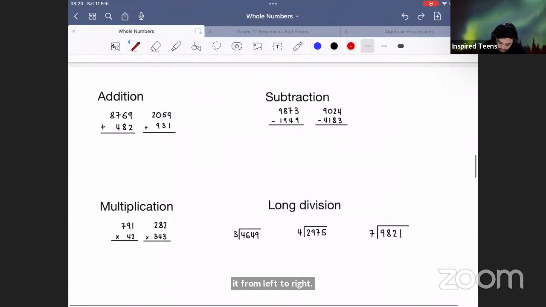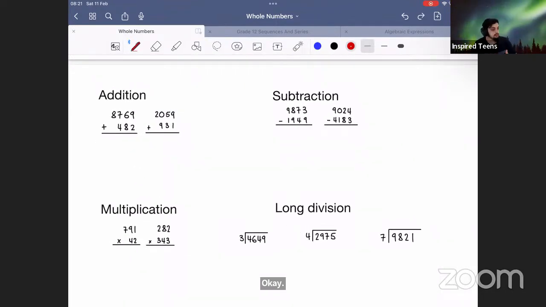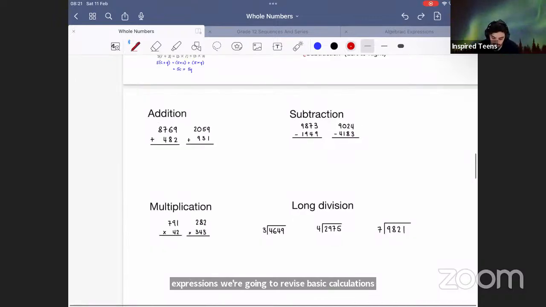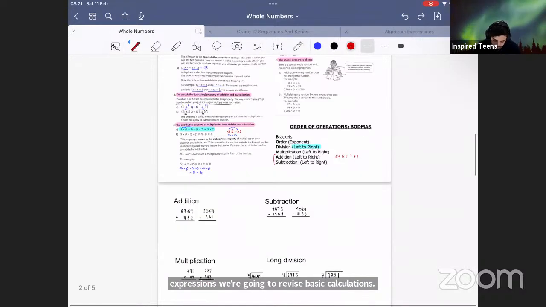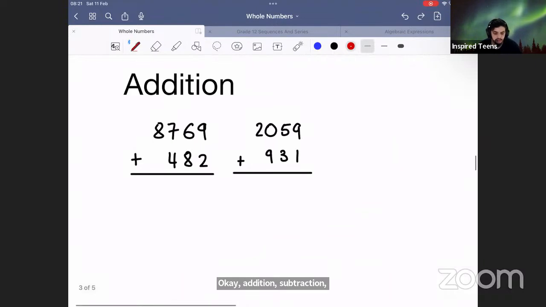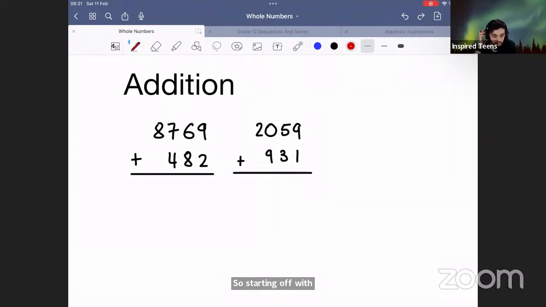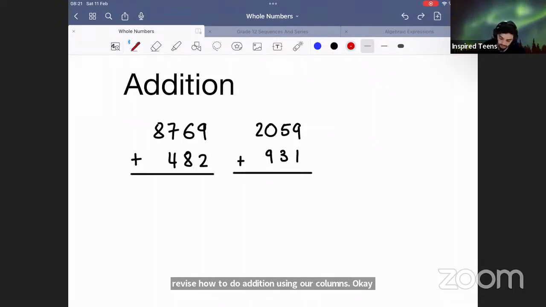Okay, cool. So before we get into anything complicated, especially with BODMAS sums, BODMAS equations, BODMAS expressions, we're going to revise basic calculations, okay? Addition, subtraction, multiplication, and long division. Starting off with addition, we're just going to revise how to do addition using our columns, and how to do subtraction, multiplication, and division as well. Long division, that is. Okay, cool.